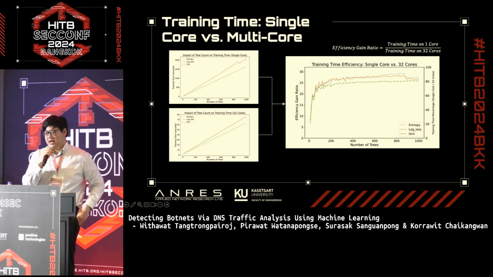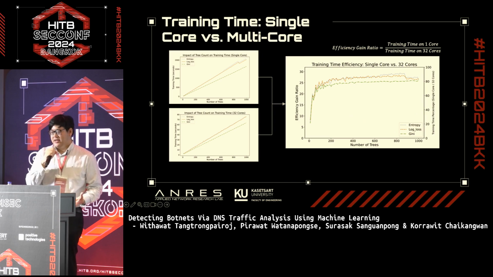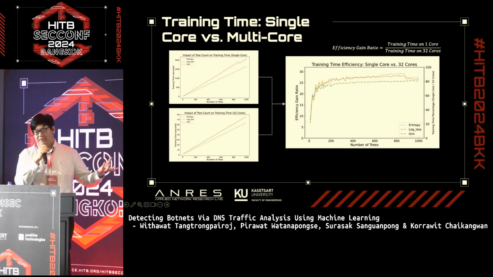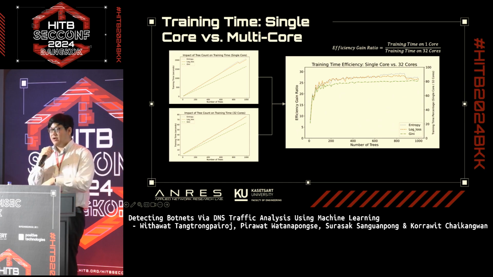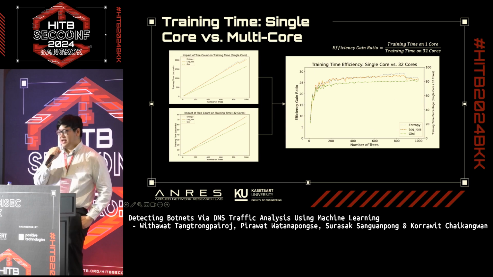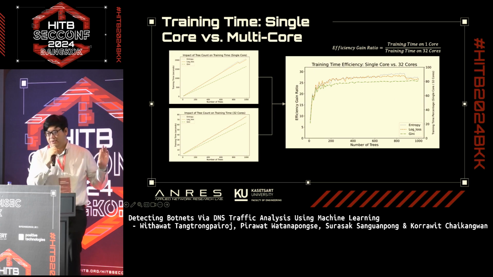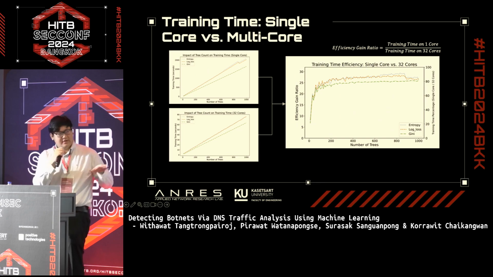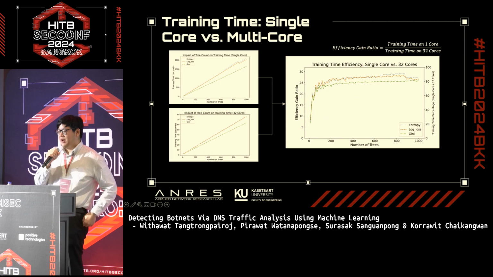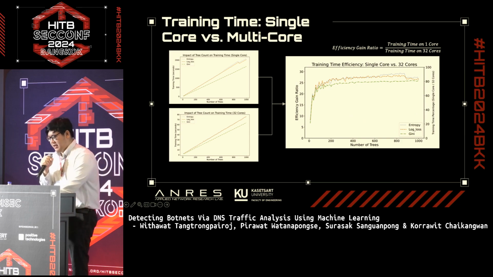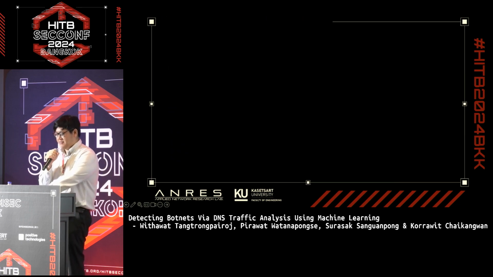Finally, let's look at the efficiency gain. Shown in the new graph on the left side is the training time on 1 core versus 32 cores. As the number of trees goes up, we see a big improvement in efficiency, often over 20 times faster. This shows how multi-core processing can help us keep our model accurate and fast, ensuring our detection systems stay effective and timely.